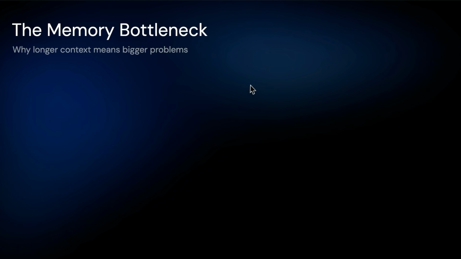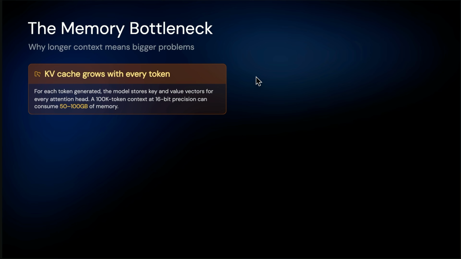Let's see what a memory bottleneck is. We saw that the KV cache grows with each and every token, right? Whenever you ask a new question, it does the attention step where it has to calculate the similarity scores between each and every past token and the current query, right? These computations, as I said earlier, we store in a KV cache so that we don't have to recompute them again and again. So for each token generated, the model stores key and value vectors in a KV cache. Now a 100K token context at 16-bit precision can consume 50 to 100 gigs of memory.